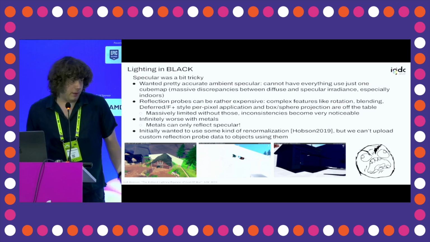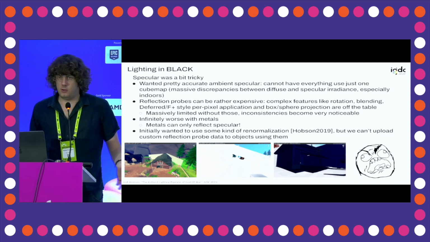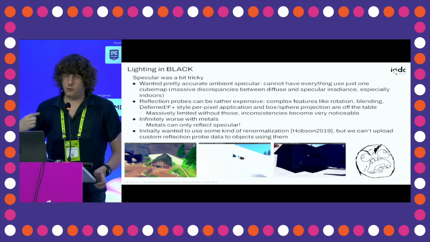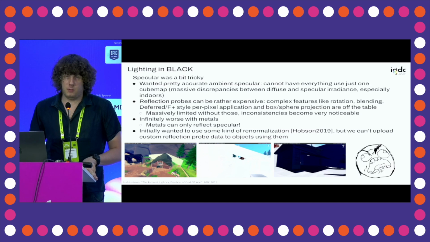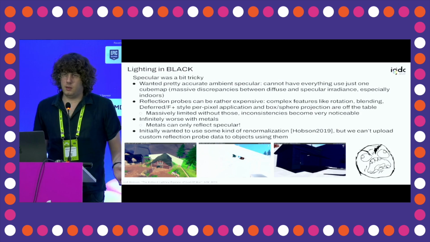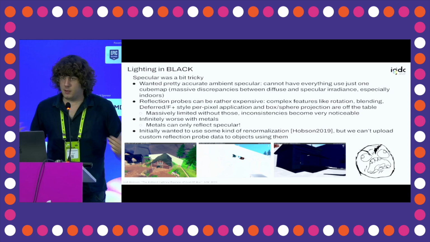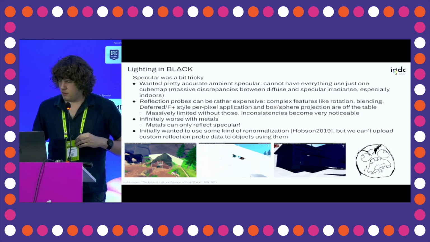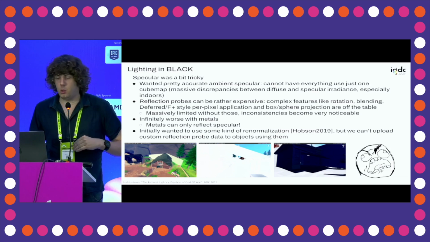One of the things that we wanted initially to use is some kind of renormalization, to use light map data to tint and modify the energy of the reflection probes, like in God of War 2019. But we can't really do that because we can't upload any custom reflection probe data on a per object basis. So that's one of the things that actually limits us, with the SRPs not being low level enough.